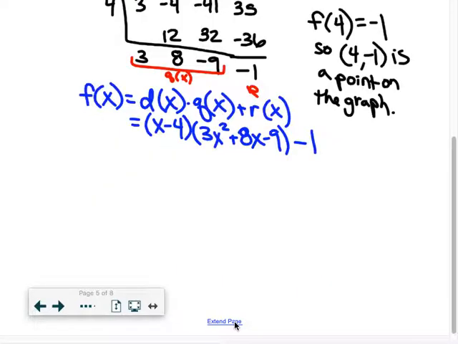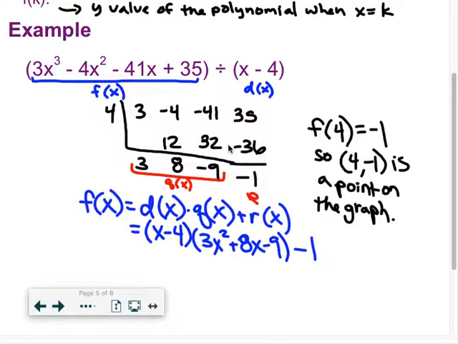What that means is if I were actually to go through this multiplication, distribute the x to all 3 terms, distribute the negative 4 to all 3 terms, combine all my like terms, and subtract 1, it's going to be 3x cubed minus 4x squared minus 41x plus 35. In order of operations, you should multiply before you subtract. Okay. Good. Any questions about what you're seeing on that screen?